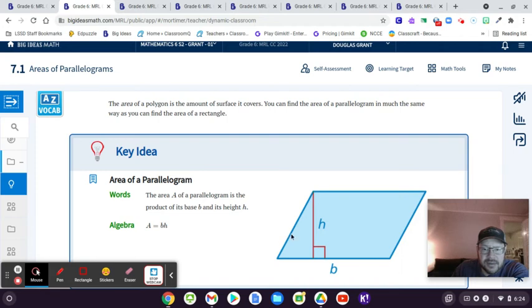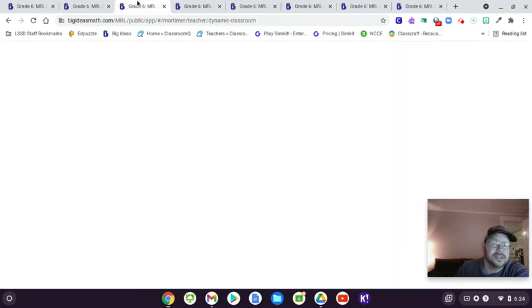Now this side right here, which is the important part of a rectangle, is not important at all when you're doing the area of a parallelogram. So it's the base times the height of the parallelogram that tells you the number of squares it takes to fill this parallelogram. That's a great thing to add to your notes for 7.1, area of parallelograms. Okay, let's use this knowledge now to solve some problems.